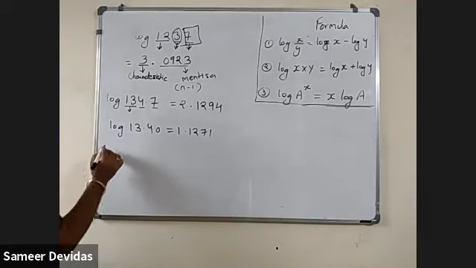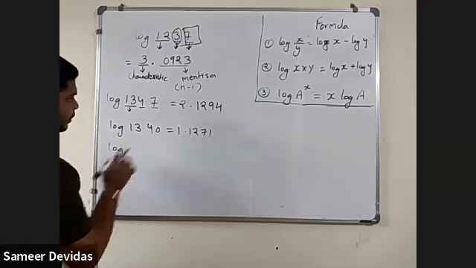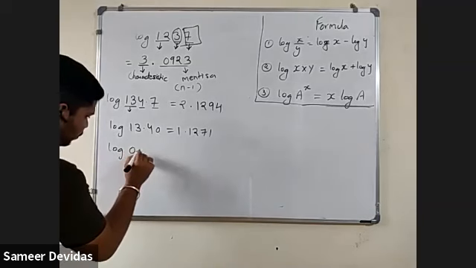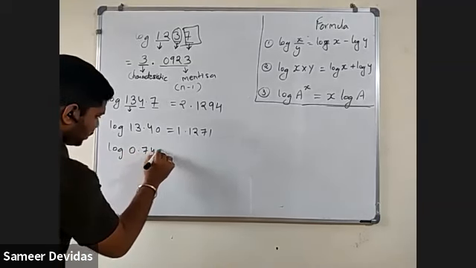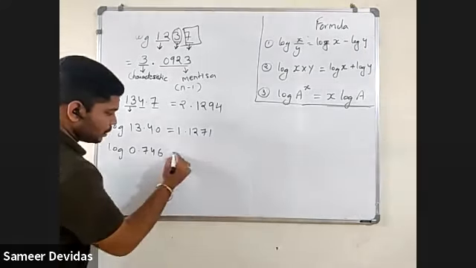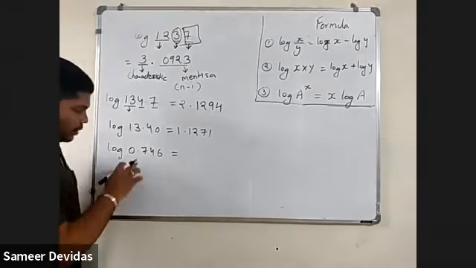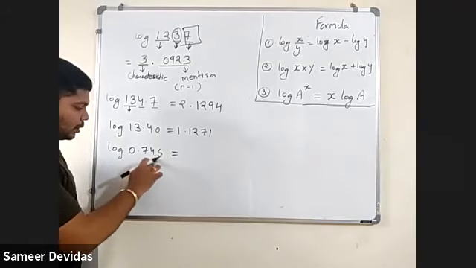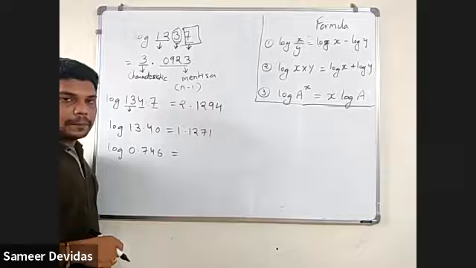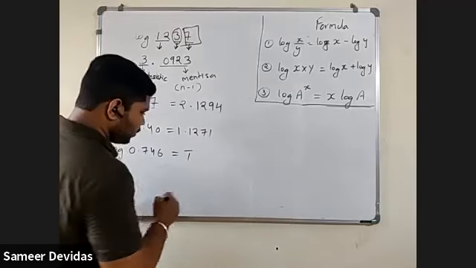Okay. Next is, now this I have taken. Now we'll take like this: 0.746. What is the log of this? If suppose that is a question, you need to find out the log of this number. Find out the characteristics. What is the characteristics here? Minus 1, bar 1.